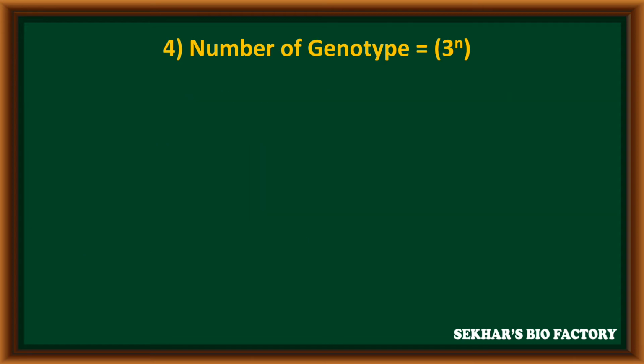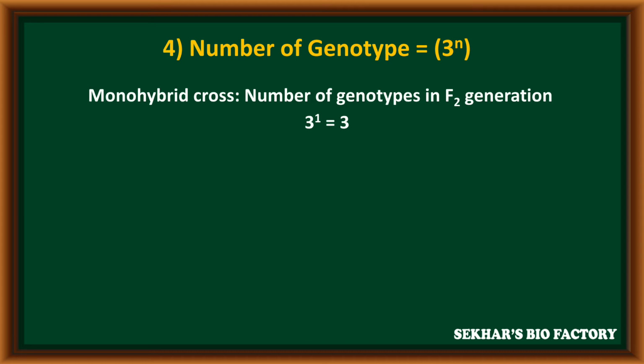The fourth formula is number of genotypes is equal to 3 power n. So n is equal to type of hybrid cross experiment. In monohybrid cross experiment, to know the number of genotypes in F2 generation, n is equal to 1, 3 power 1 is equal to 3. So totally in F2 generation, 3 types of genotypes are produced in F2 generation of monohybrid cross experiment.